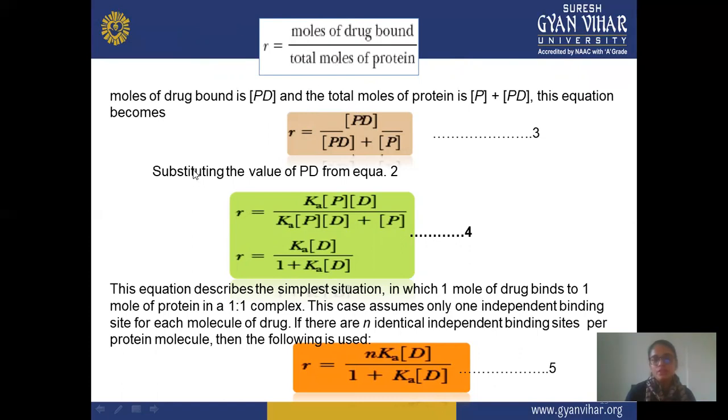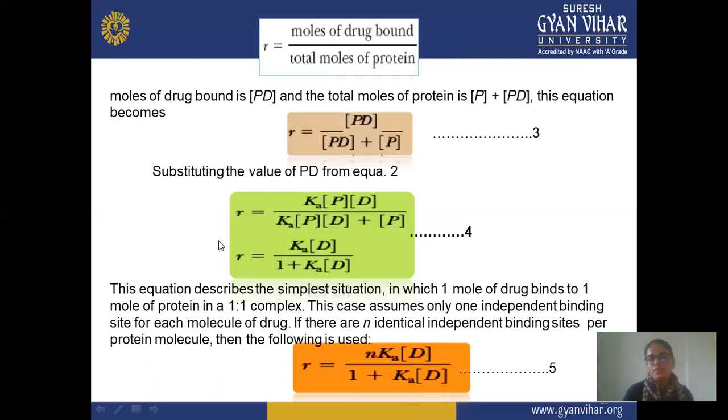And substituting this value of PD from equation number 2, the previous equation, we get R is equal to Ka P into D divided by Ka P into D plus P. You simplify this fourth equation and convert it into R is equal to Ka D divided by 1 plus Ka into D. This fourth equation describes the simplest solution in which one mole of a drug binds to one mole of a protein. Means binding of a drug to protein is in a 1:1 ratio. Means one mole of a protein is bound with one mole of a drug, and it forms a 1:1 complex.